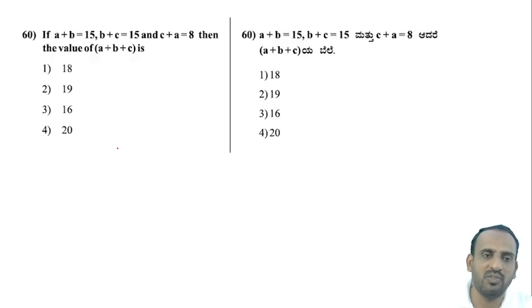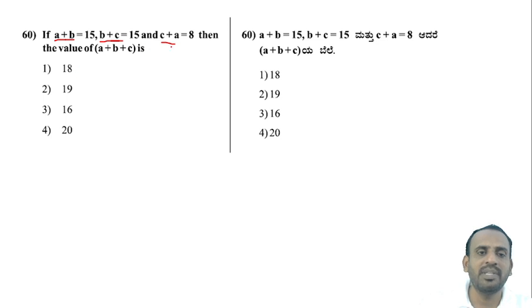Let us move to next question. A plus B is equal to 15, B plus C is equal to 15 and C plus A is equal to 8. Then value of A plus B plus C. So usually whenever this type of question is given, that is A plus B, B plus C, C plus A, we will simply add all of them. Okay, we will just add all of them. So when we add, what happens?